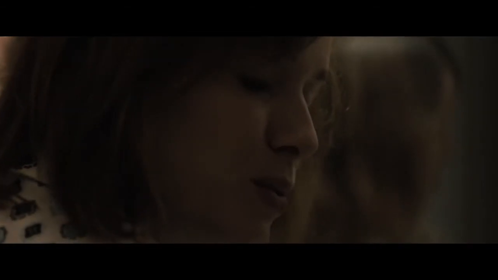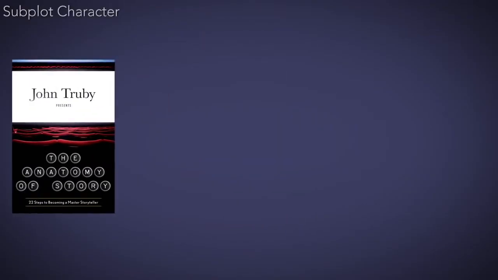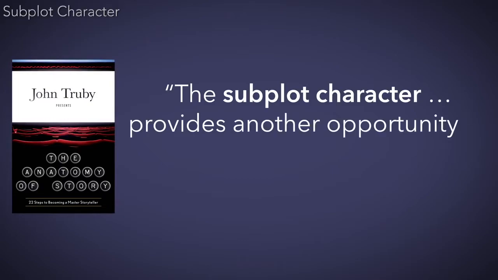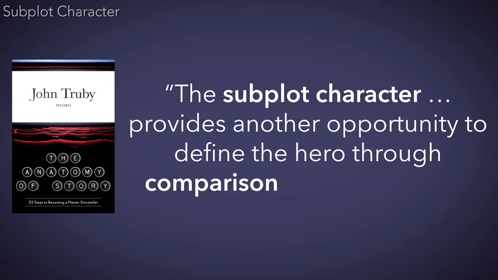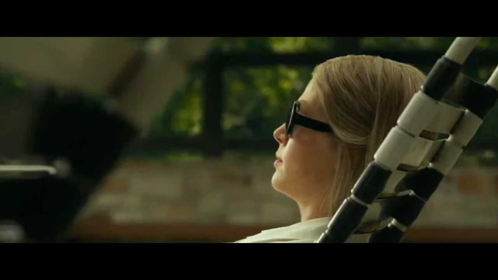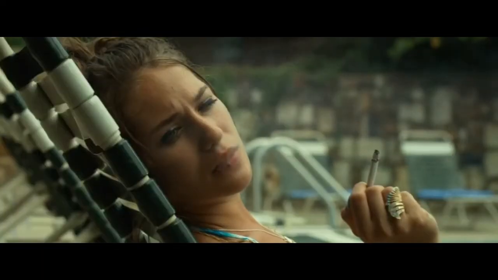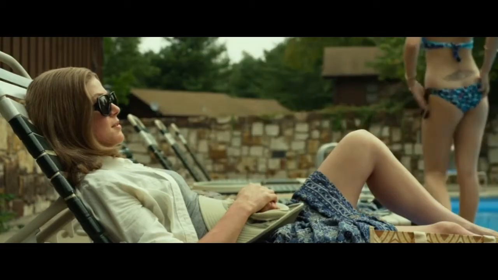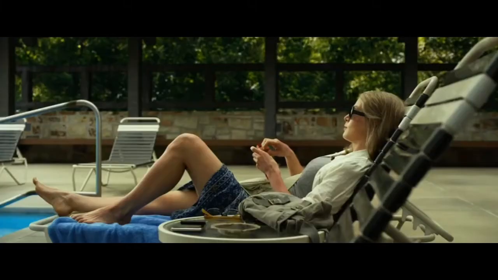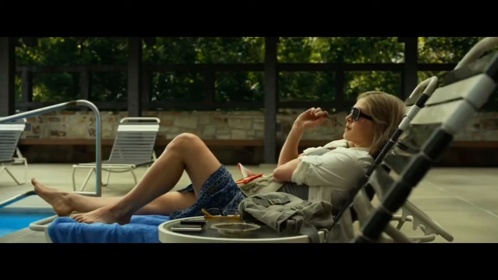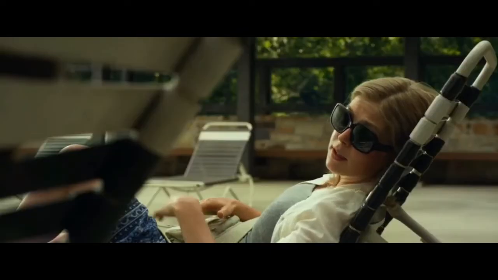The subplot character provides another opportunity to define the hero through comparison and advance the plot. In Gone Girl, this is Amy's friend in the motel she stays at. The woman ends up stealing Amy's money and running away with a man who mistreats her. This is a sign of what's to come in the story, as Amy too ends up returning to her husband, perhaps authentically showing how women are made to persevere in relationships and situations that are not ideal.